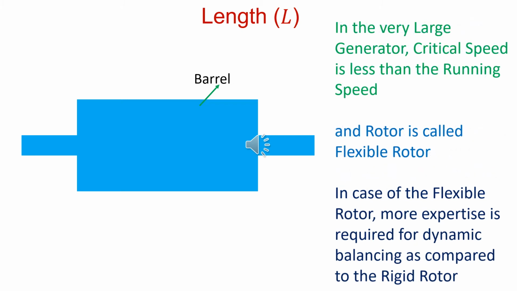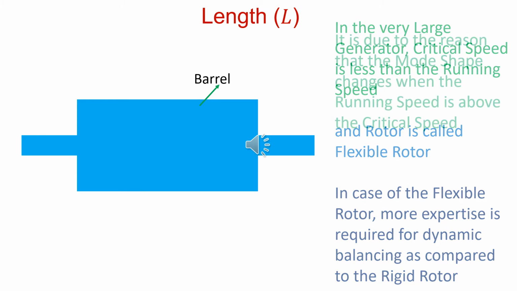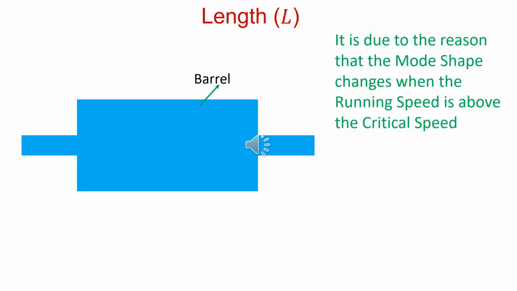In a very large generator, critical speed less than running speed cannot be avoided. Rotor is called flexible rotor. Lot of expertise is required for dynamic balancing. This is due to the reason that mode shape in case of flexible rotor changes.